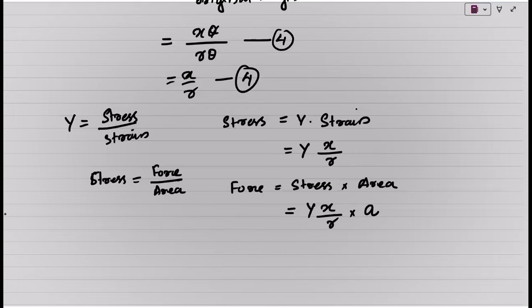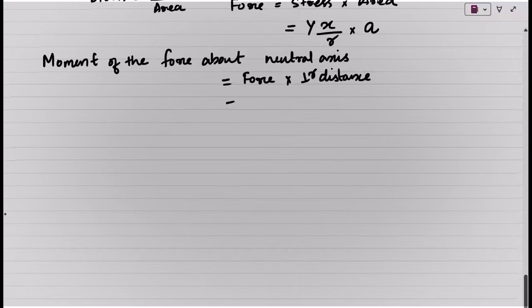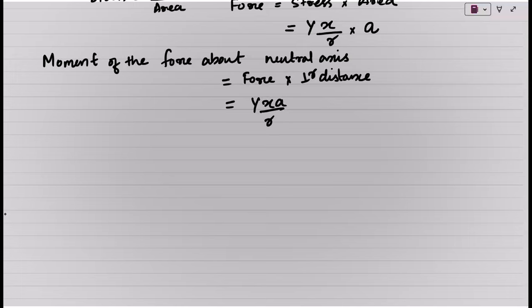Then we are going to discuss the moment. We are calculating the moment of the force. Moment of the force is force into perpendicular distance. What is force? Y x by R into A. What is the perpendicular distance? X is the perpendicular distance from the neutral axis. So we get Y A x squared by R. This is the moment of force for one layer.